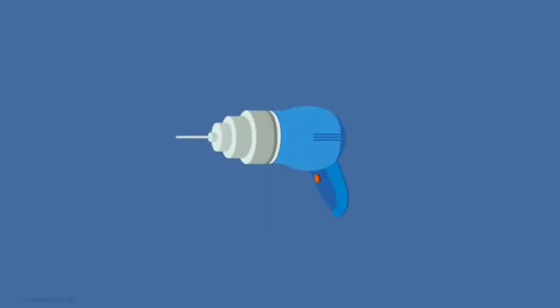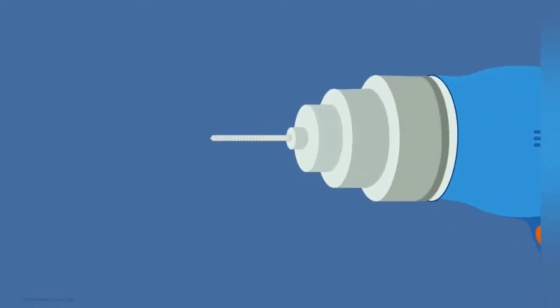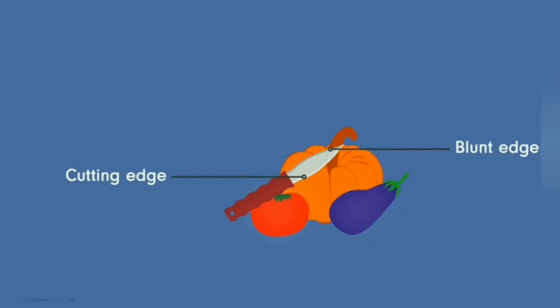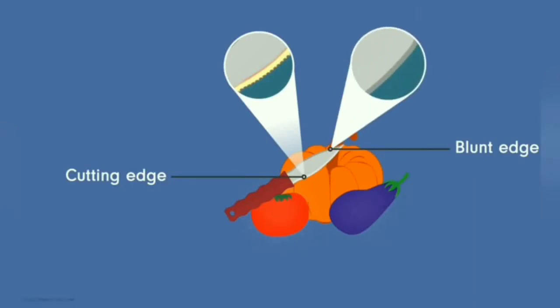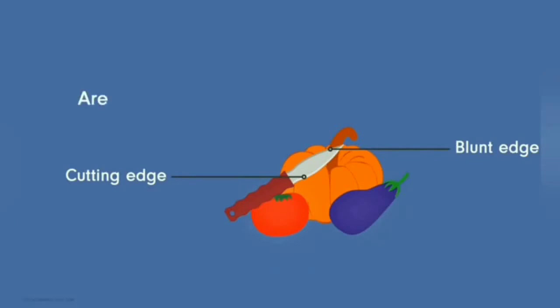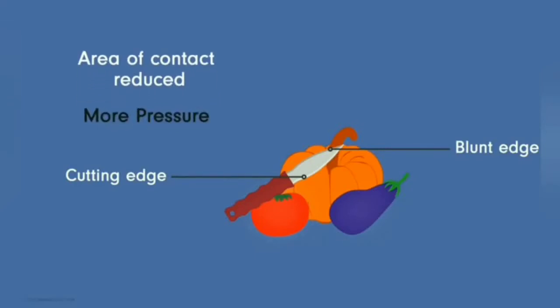We can use drill machine to drill hole into the wall. It has a pointed tip to increase the pressure. You can easily cut vegetables with the cutting edge of the knife. But if you use blunt edge, it will be difficult to penetrate it in. What is the reason? Well, the cutting edge has small triangle-like shapes which are sharp outer points. But the blunt edge has nothing of these. So, if you cut vegetables with the cutting edge, the area of contact between the vegetable and knife is greatly reduced and hence more pressure is exerted.